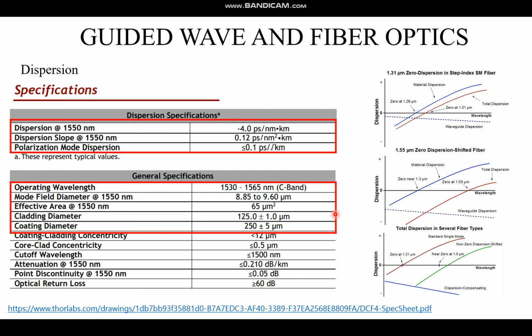So the point is that if we design the optical fibers, we can control the zero dispersion at our wanted wavelengths, like this, and this, and this. So we can shift to our wanted wavelengths by controlling the waveguide dispersion like this. So it is quite an important thing. We can design the optical fiber and optical system.